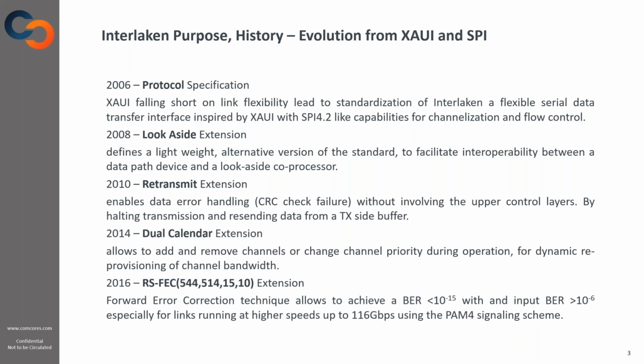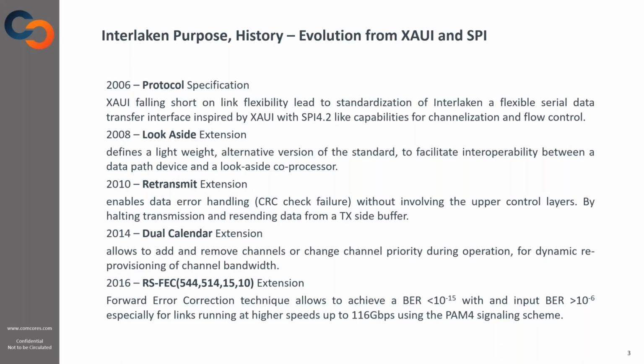channelization. So Interlaken can support multiple channels, so data is interleaved from different sources onto the same links, and it has some pushback features for flow control, but it also uses high-speed serial lanes, so it minimizes the number of pins that are required to transfer the data.